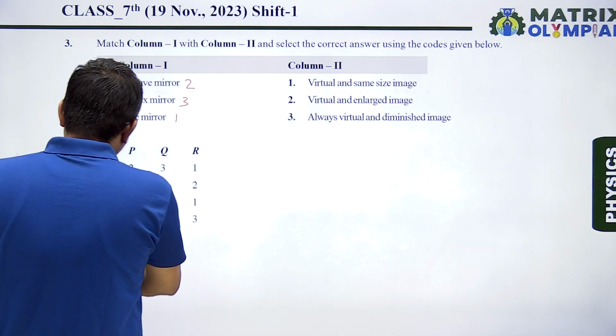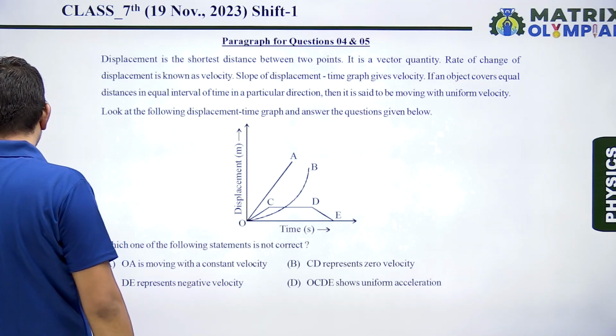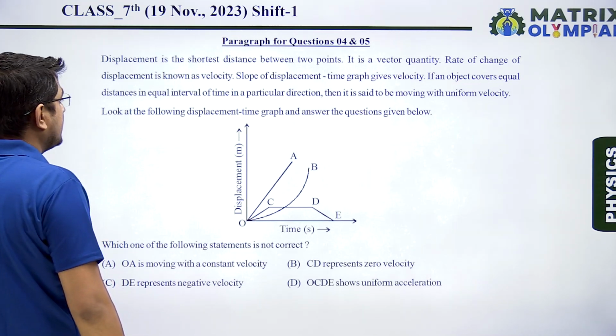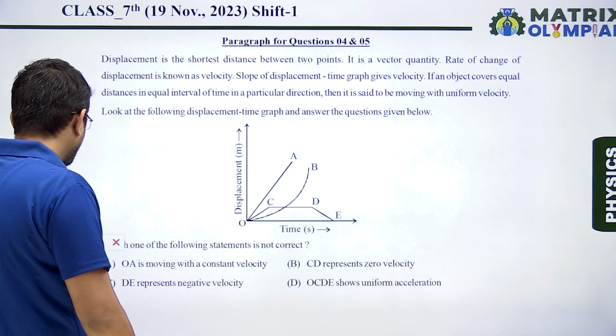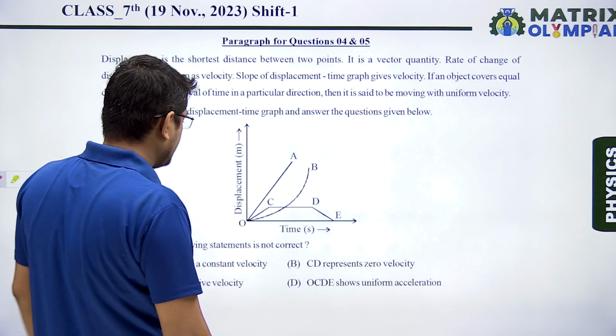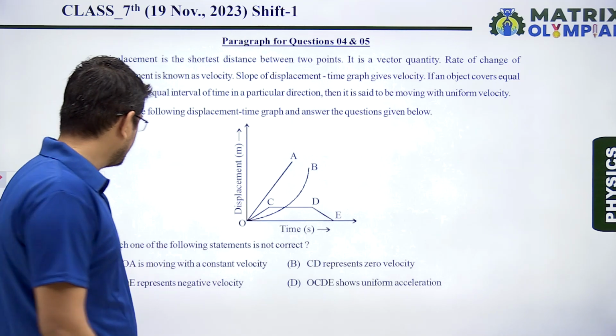Okay. Next question, question number 4. So it is based on a paragraph. We have 2 questions which is based on paragraph. Okay. There is a graph between displacement and time. We have to check which of the following statement is not correct. Okay. We have to check which is not correct.